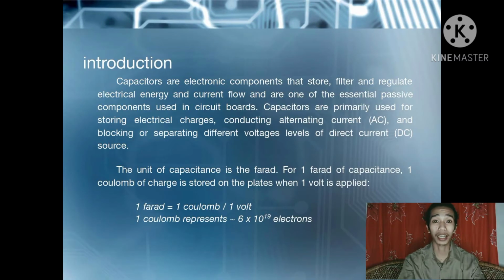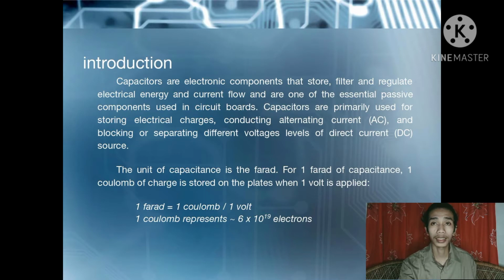A capacitor is an electrical component that stores, filters, and regulates electrical energy and current flow. It is one of the essential passive components used in circuit boards. Capacitors are primarily used for storing electrical charges, conducting alternating current, and blocking or separating different voltage levels of a direct current source. The unit of capacitance is the farad.